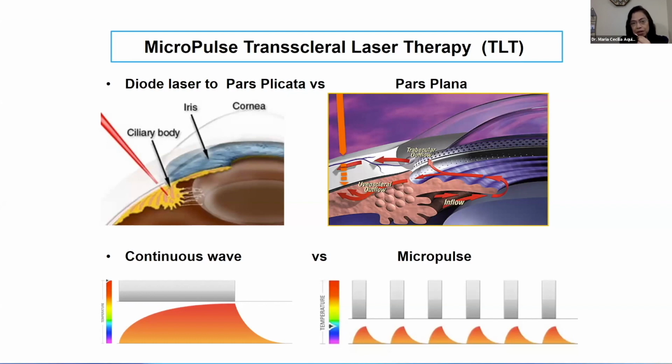The other method is through a series of short, repetitive pulses with rest periods in between that we call MicroPulse. And the laser is directed to the pars plana. And this is now the focus of our webinar, MicroPulse Transscleral Laser Therapy, or TLT.